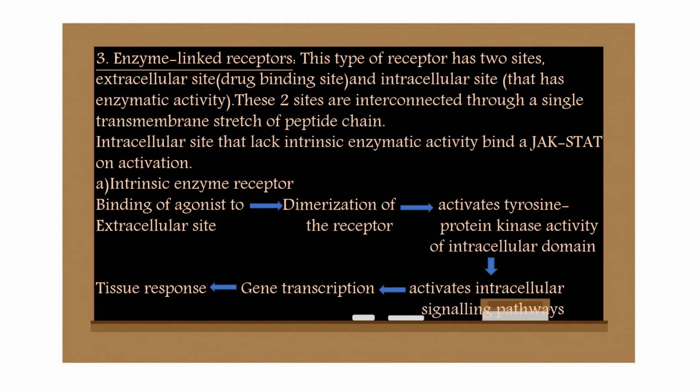First, the action of intrinsic enzyme receptors. On binding of an agonist to the extracellular site of enzyme-linked receptors, dimerization of the receptor takes place. This dimerization causes activation of tyrosine protein kinase of the intracellular domain, which in turn activates intracellular signaling pathways, which cause gene transcription, ultimately resulting in a tissue response. And next one is the action through a JAK-STAT.